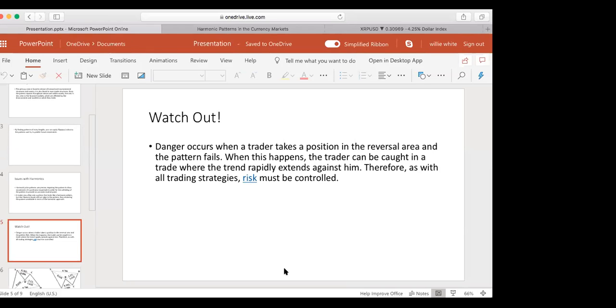That's why you put your stop losses. You have your win to lose ratio, and any risk is involved when you get into a trade. That's why it's good to have proper risk management.